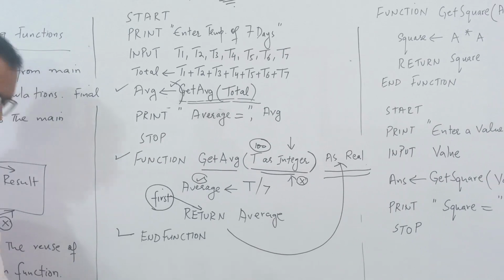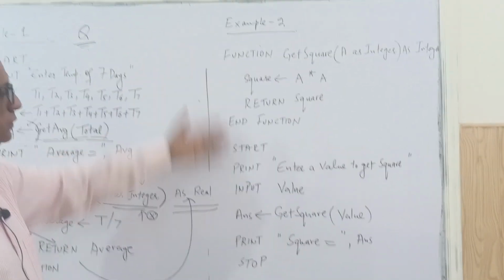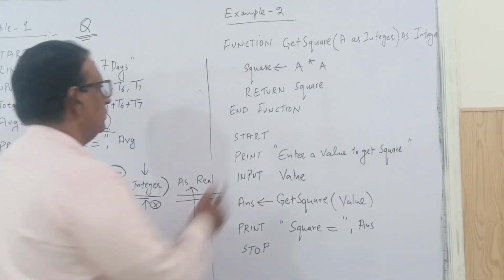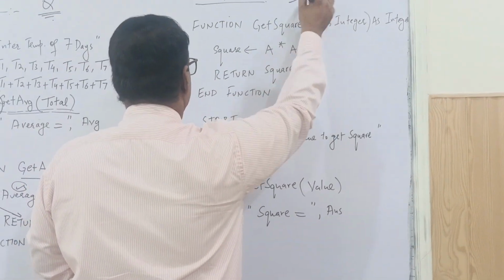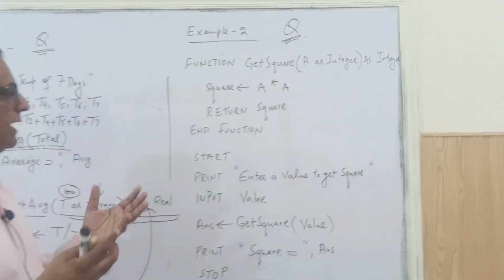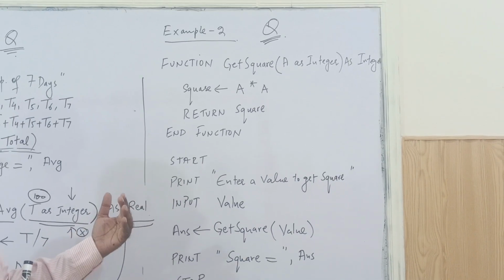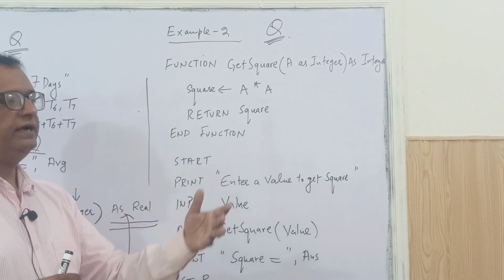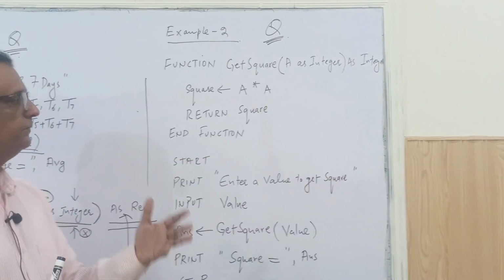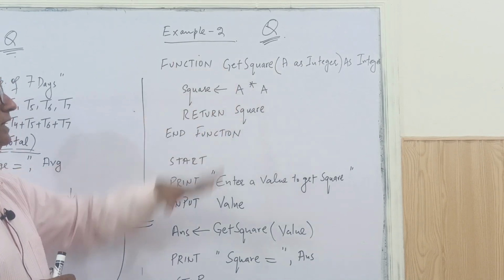Let's come to the second example. I have already written that. If you come to this example number 2, the first thing is what is the question? And the answer is write a function that receives an input from the main and then it calculates its square and then it returns the answer back to the main.